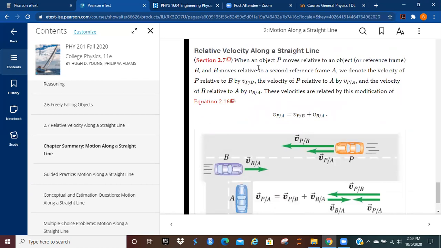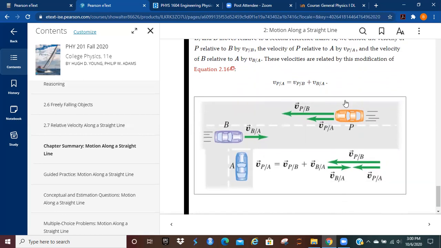So, relative velocity along a straight line. When an object P moves relative to an object B, and B moves relative to a second reference frame A, we can denote the velocity of P relative to B as V with P line B. The velocity of P relative to A is going to be the velocity of P line A, and the velocity of B relative to A is V with B line A.